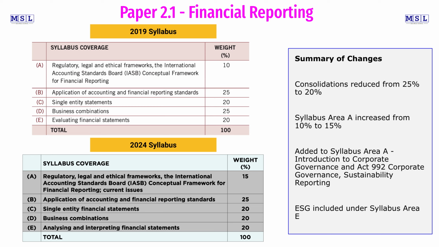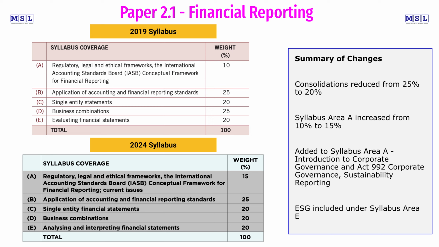Then syllabus area A on regulatory, legal, ethical frameworks, what we used to talk about in terms of the financial reporting framework, it was 10 marks. That has been increased to 15 marks. And because of that increase, we have added topics like corporate governance, the sustainability standards. But if you compare the syllabus critically, students will only be introduced to sustainability reporting in financial reporting. Then when they get to corporate reporting, they are tested in detail on the sustainability standards in particular.